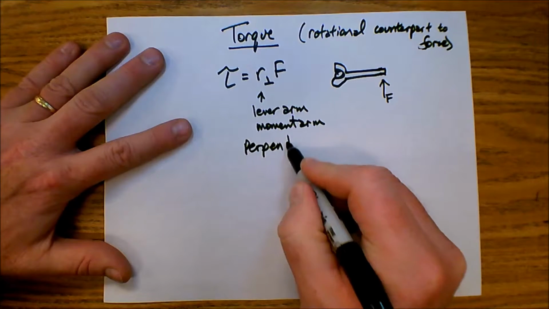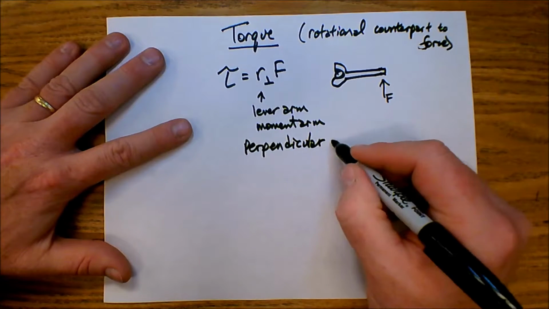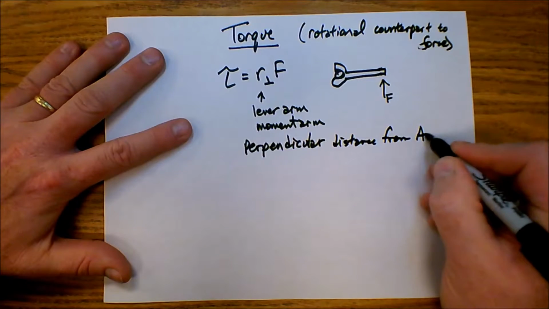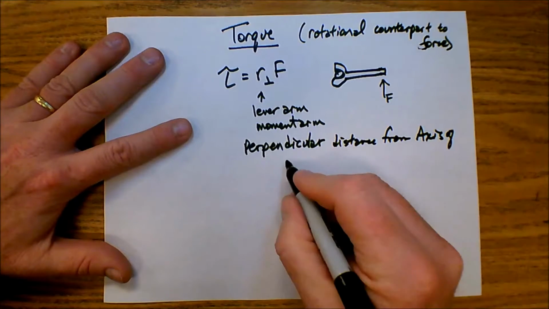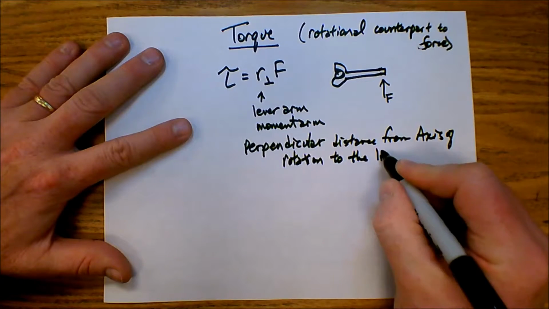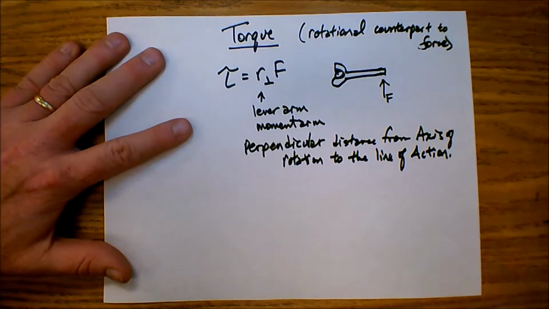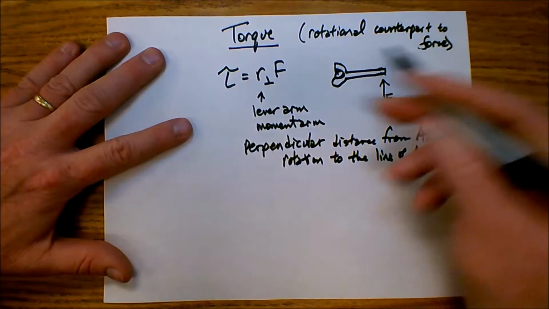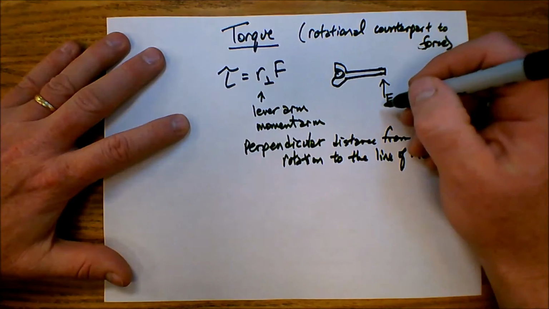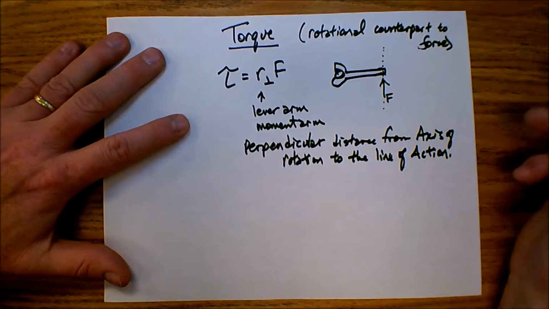So let's write that down. Perpendicular distance from the axis of rotation to the line of action. Now, what does that mean, the line of action? Well, because it's r perpendicular times F, F is what determines my line of action. So I simply extend this force vector. That's my line of action right there.